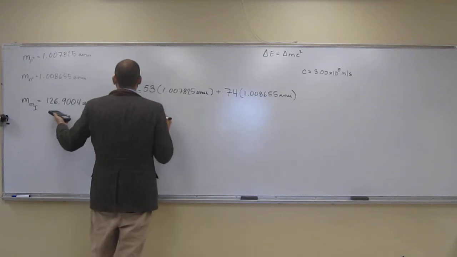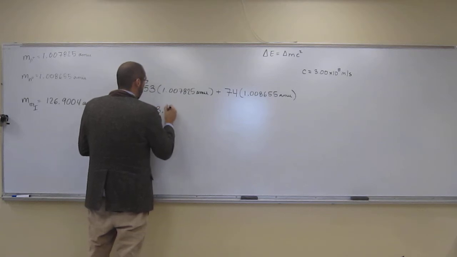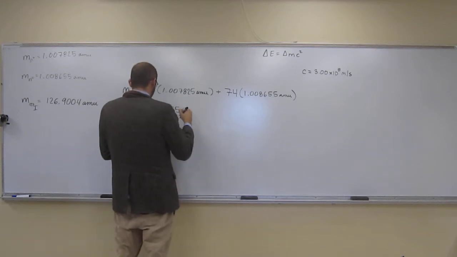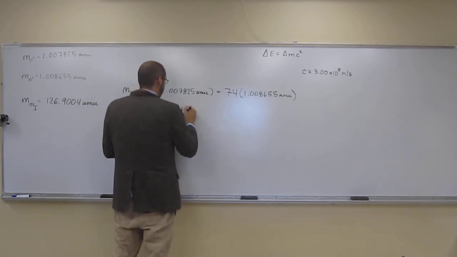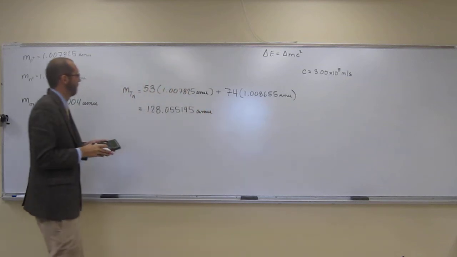Let's add that up. I got a number very close to 126.9, as you would expect: 128.055195 AMU.